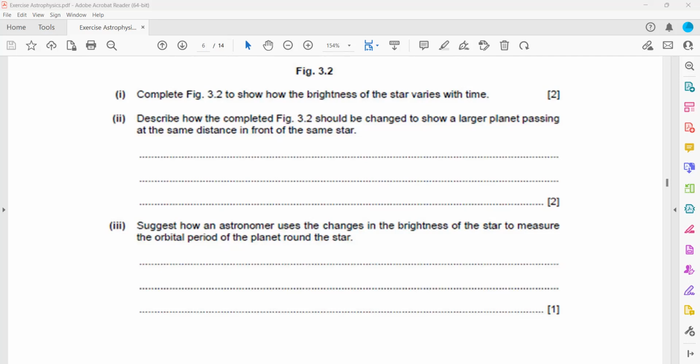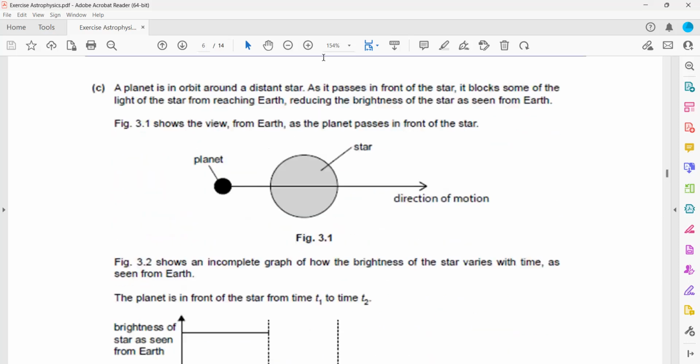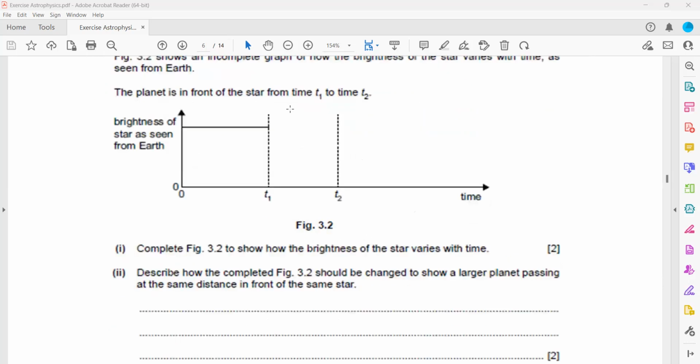The second point is, look, when a small planet starts to enter at time t1, because it will take a short time to just enter this region, the change in brightness for time t1 and the change in brightness for time t2 will be shorter. But if a large planet starts to enter, it will take a longer time to change the brightness, and then again it will take a longer time to change the brightness from t1 to t2. So there are 2 points which you have to mention as it's of 2 marks.